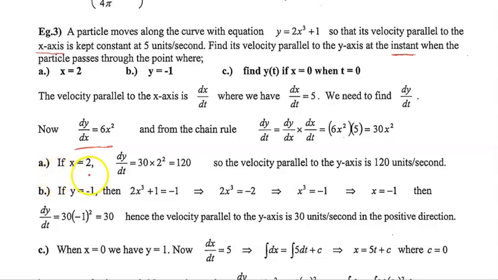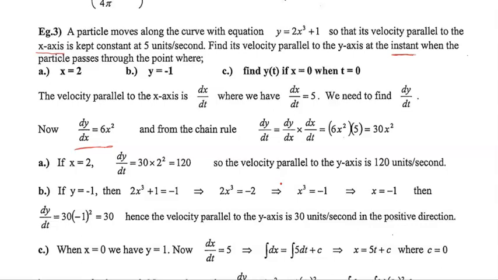Now, if x equals 2, then the rate of change of y with respect to t, that's the velocity of the particle parallel to the y-axis, at x equals 2 will be 30 times 2 squared. Where the x is, we're going to put 2 squared. 30 times 4 gives 120. So the velocity parallel to the y-axis is 120 units per second.